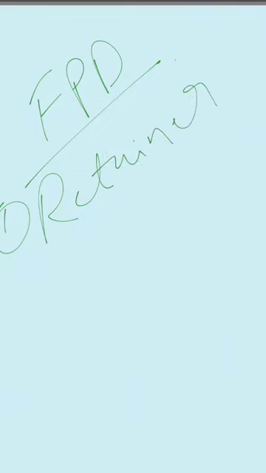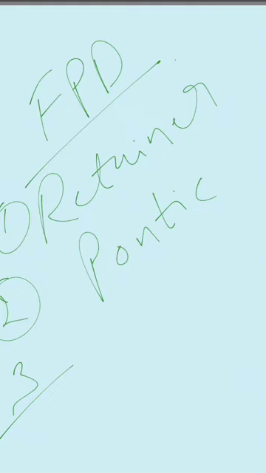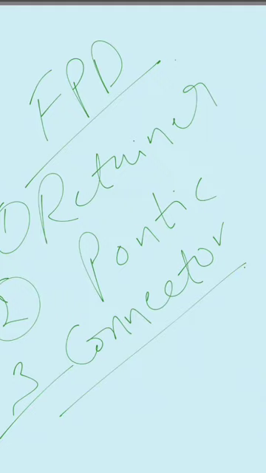In this video, I am going to discuss the components of FPD, that is, fixed partial denture. We can see in the FPD that it has three components: number one, retainer; number two, Pontic; and number three, connector. FPD, a fixed partial denture, has three components, that is retainer, Pontic and connector.